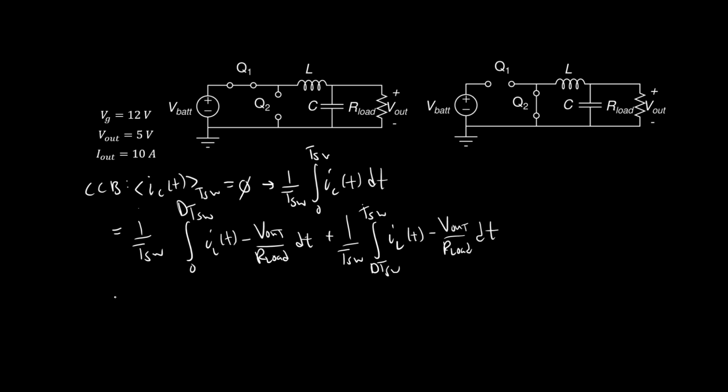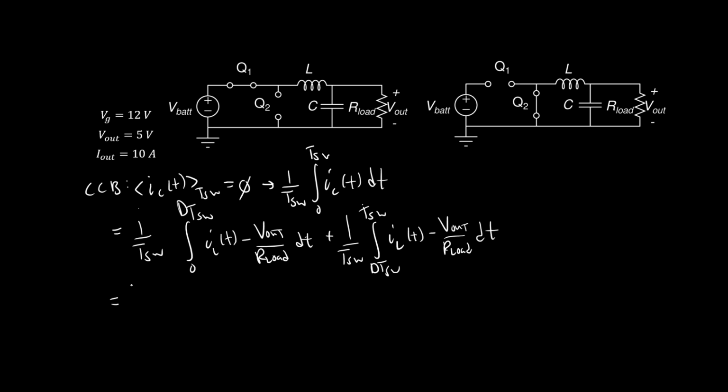Okay, so it's a little bit more difficult to evaluate this, right? But what I'm going to do is split this integral up. We don't really know what iL of t looks like, so we can't really solve the integral per se, but we can say what it integrates to. We can't evaluate this directly, but we can look at what it's equal to because we know CCB means the sum of these things should be equal to 0.